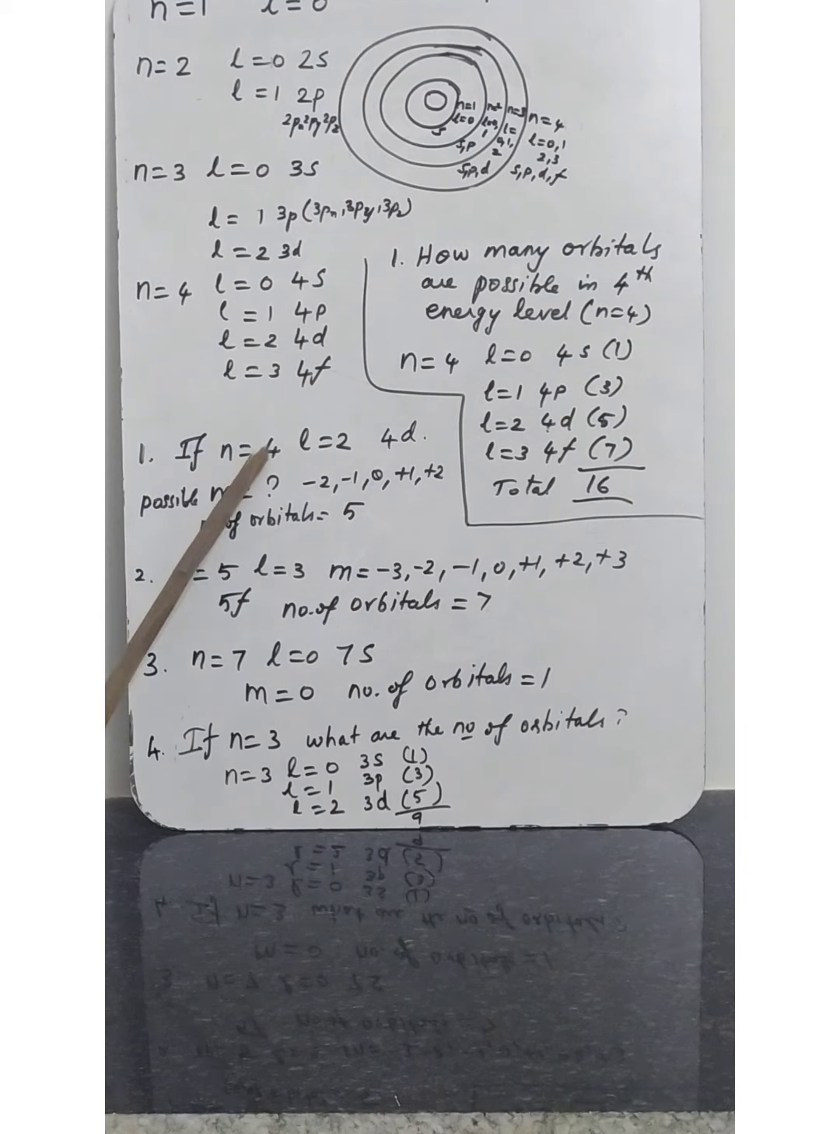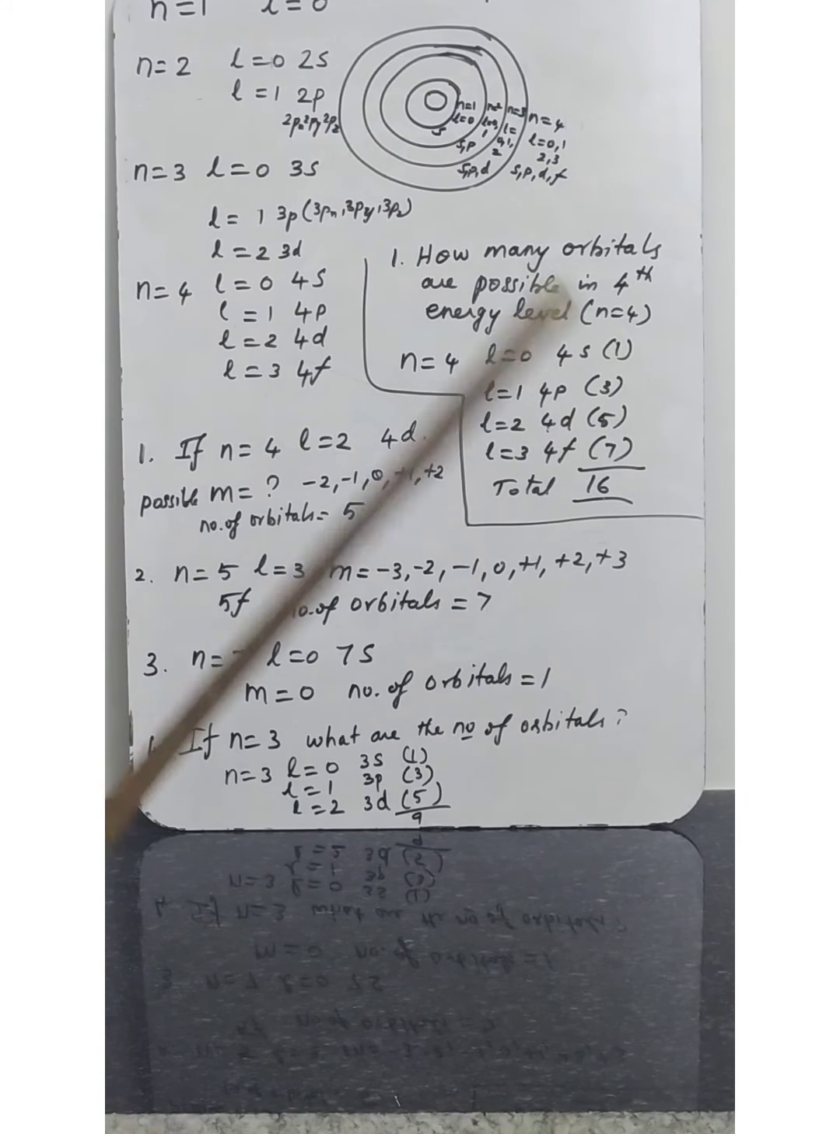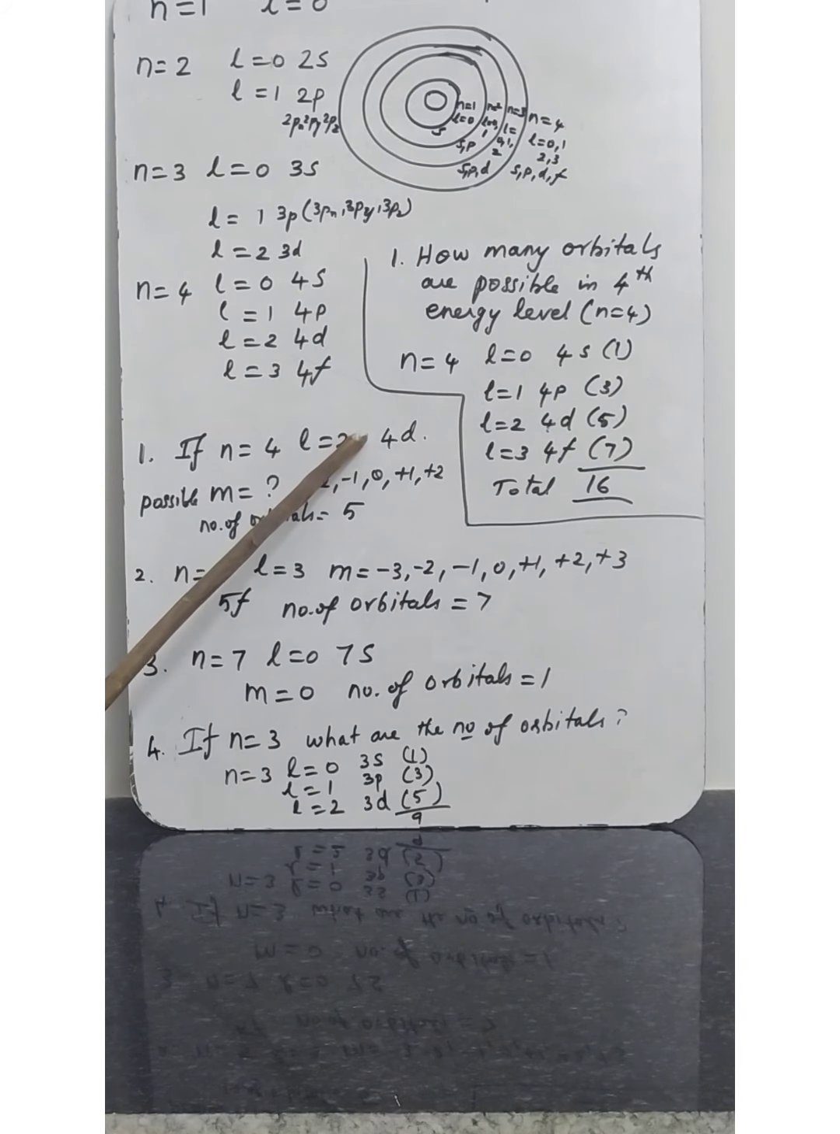If n equal to 4, l equal to 2, 4d orbital. What are the possible m values they are asking? L equal to 2, so what is the m value? Minus 2, minus 1, 0, plus 1, plus 2. Number of orbitals? 5. That's all. Like this we have to find out.